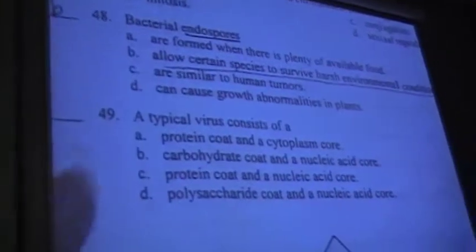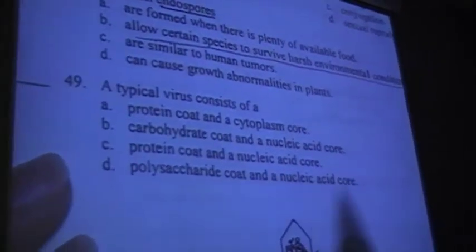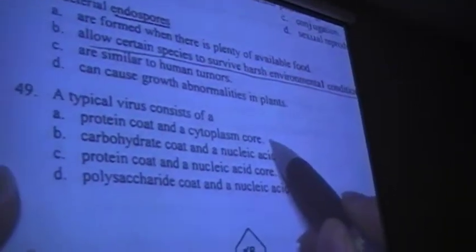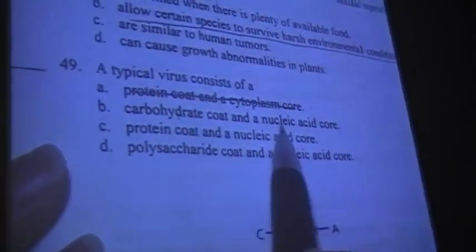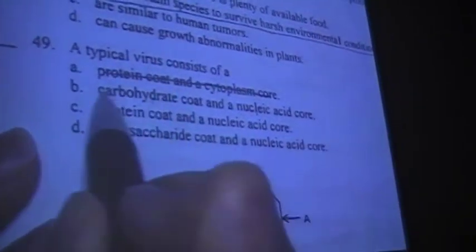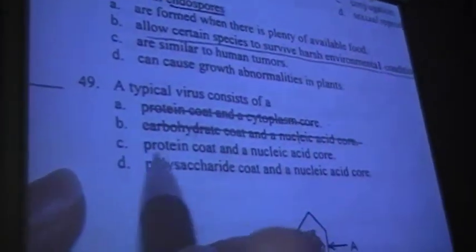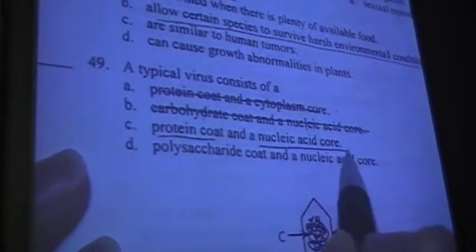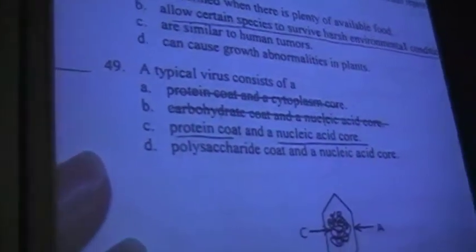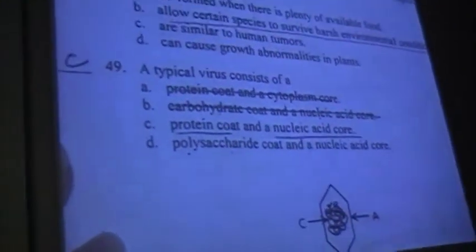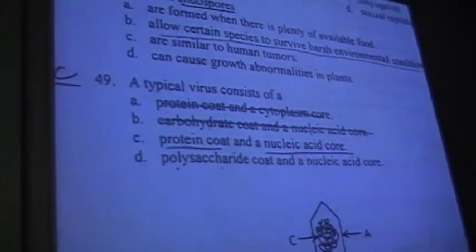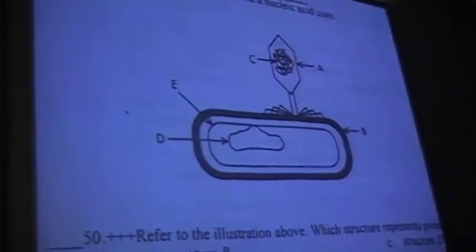A typical virus consists of, is it A, protein coat and cytoplasm core? No. Is it carbohydrate coat and a nucleic acid core? No, it's not a carbohydrate coat. It is a protein coat and a nucleic acid core. Remember, the two examples of nucleic acids are DNA and RNA. The answer is C. Let's check what D is. Polysaccharide, that would be a sugar coat, and a nucleic acid core. That's not correct.